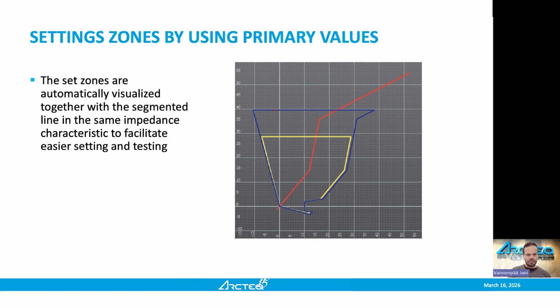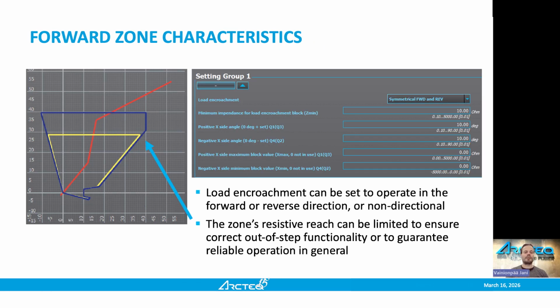As we are moving forward, there are also some extra parameters in our relay. For example, if for some reason, for example measurement accuracy or similar, you want to restrict your resistive reach at a certain point. By default, the resistive reach restrictions are off. The value is 0, which means it's off. But if you put, let's say, 40 ohms there under the zone settings, that would restrict the resistive reach to a maximum of 40 ohms.